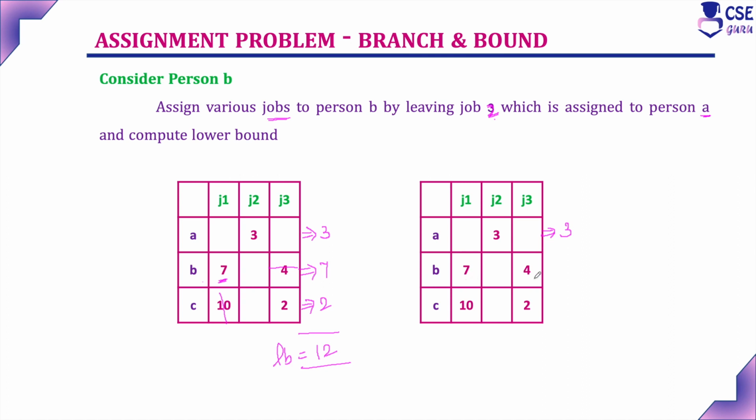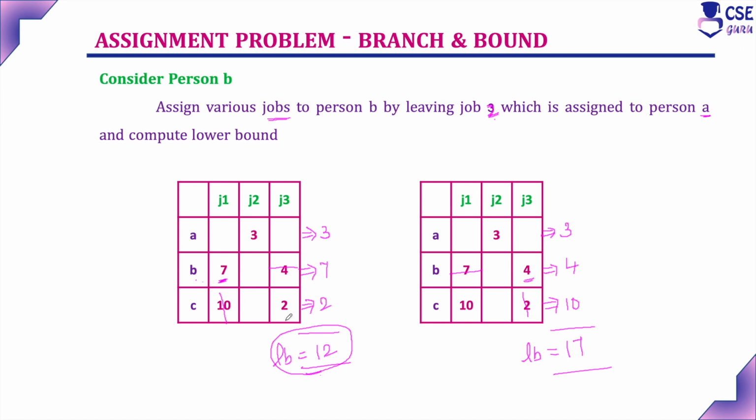Next, assign third job to person B. So its cost is 4. So same row, same column, you should not assign to any other person. So the only left out job for C is job number 1 and its cost is 10. So here the lower bound value we will get is 17. So among these two lower bound values, 12 is the least one. So assign job number 1 to person B.